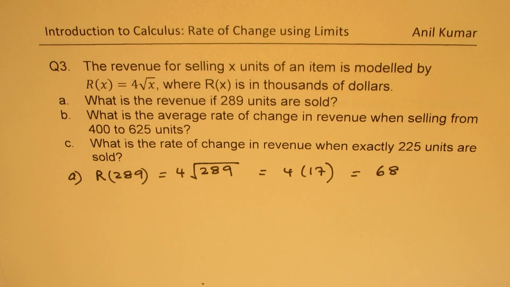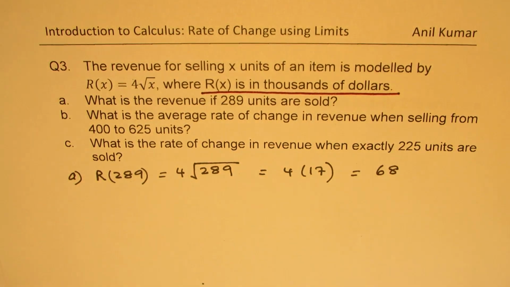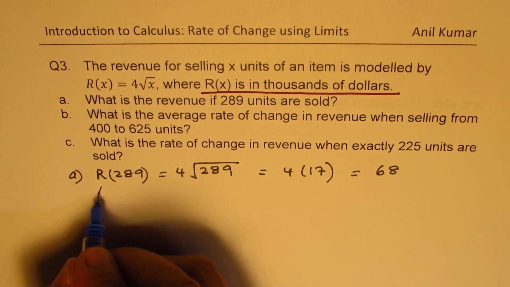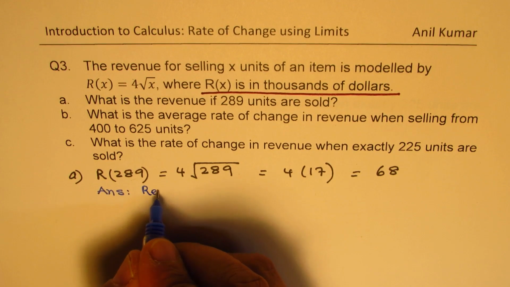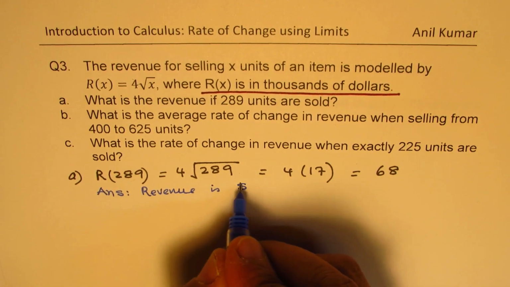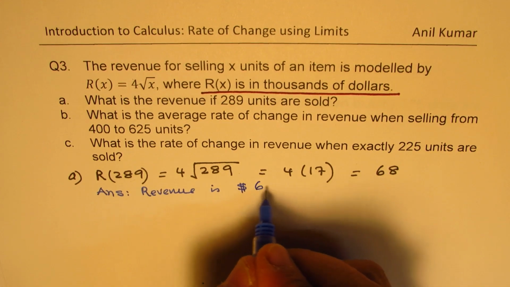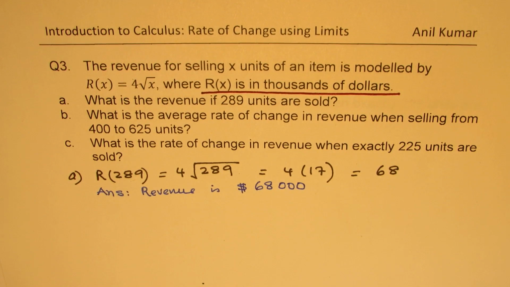Now, as it is given here, r of x is in thousands of dollars. And therefore, our answer should be written as revenue is 68,000 dollars, correct? So that is important to write.